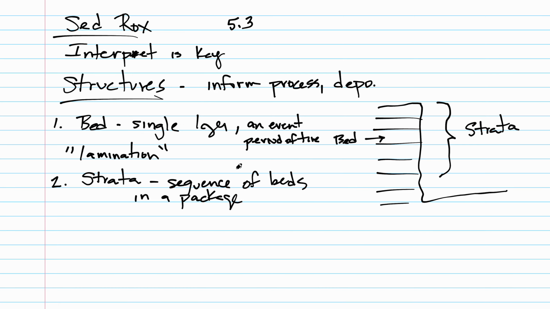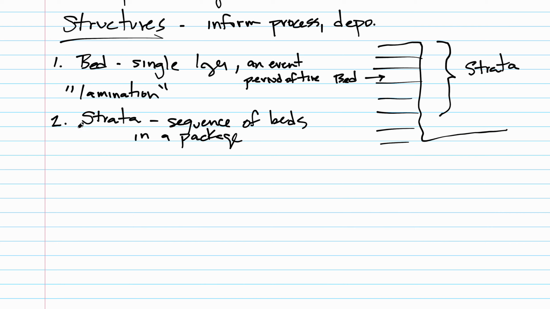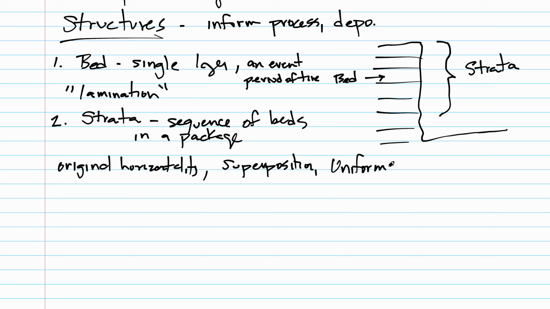Now, one thing I should say as we're in this idea of beds and strata, definitely remember concepts of original horizontality. And remember superposition. And even remember present is key to the past. What was the word for that? Uniformitarianism. All of these guiding principles of geology really best apply to sedimentary rocks. And you're going to be able to see how original horizontality and superposition apply to beds and strata. And uniformitarianism is going to apply to these other things like mud cracks and dunes that we're heading towards.